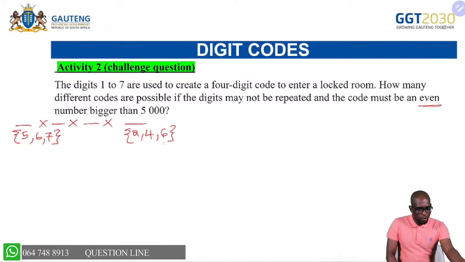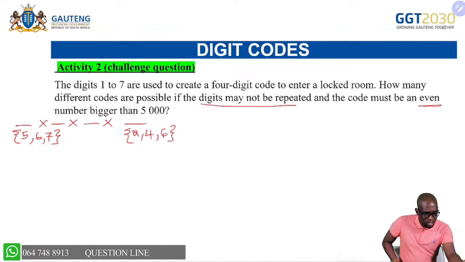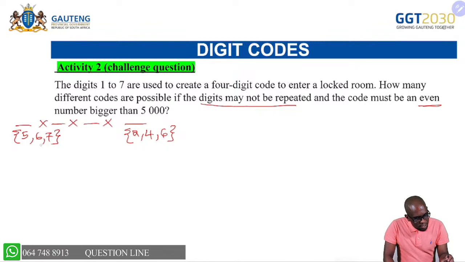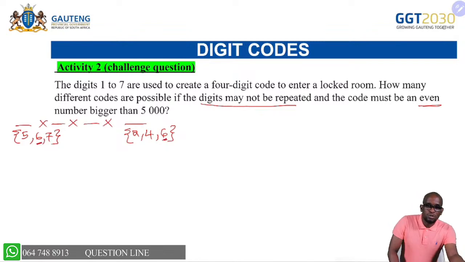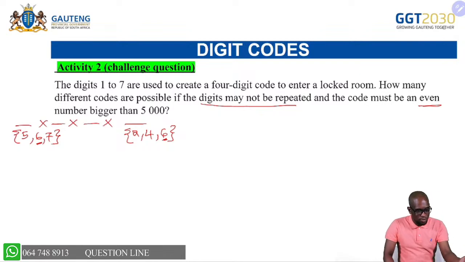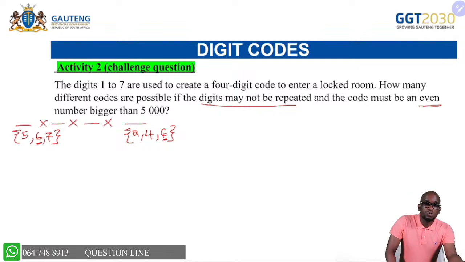Now, if you check this problem, since they said digits may not be repeated, you are not allowed to repeat a digit. You can see here you have the number 6 and you have the number 6 there. So you cannot use the number 6 in the first position and use it in the last position. It should be used only once, and we can never be sure whether it was used because the counting principle concerns itself with the number of options that you have.